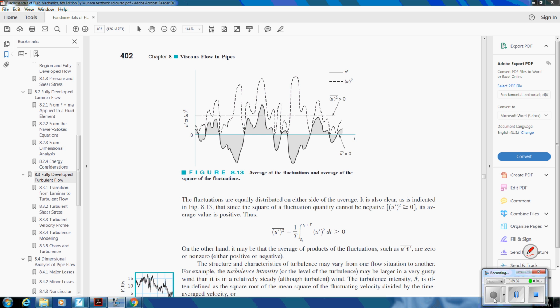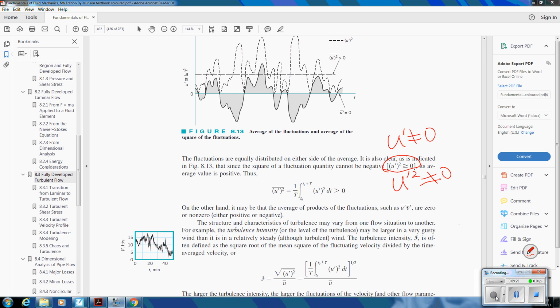And then if we look at this u prime squared, since u prime is not zero, then u prime squared is not zero either, right? And also, since you are taking the square, it should be either zero or positive. So this way we exaggerate the flow fluctuation by taking the square of this fluctuation, right? So this way we can calculate, after exaggeration, compared to the mean velocity, what is the intensity of a turbulent flow.